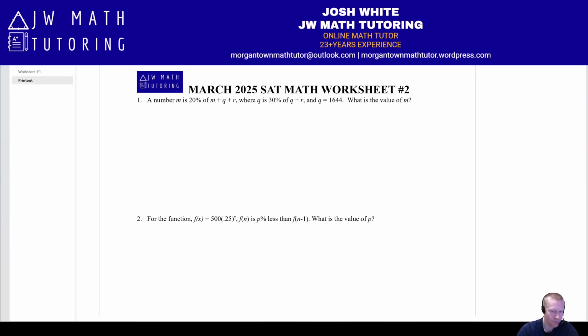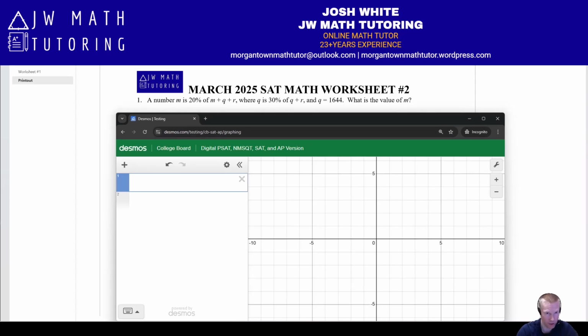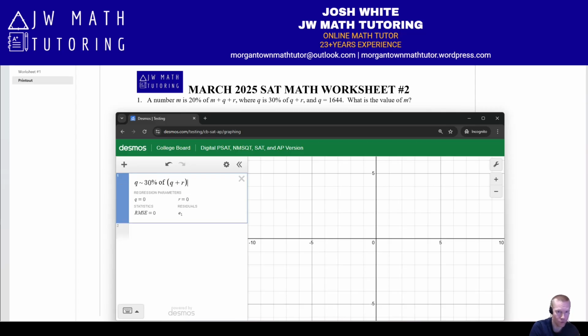Now, for the calculations, I'm actually going to go straight to Desmos and do everything in there rather than bothering to write them out by hand. But of course, you could do that as well. I'm going to start with the second statement, where it says Q is 30% of Q plus R. So I'm just going to do a regression for that and basically say Q is 30% of, and then put in parentheses, Q plus R. Now, I still have to define what Q is, otherwise it just gives me 0 and 0.